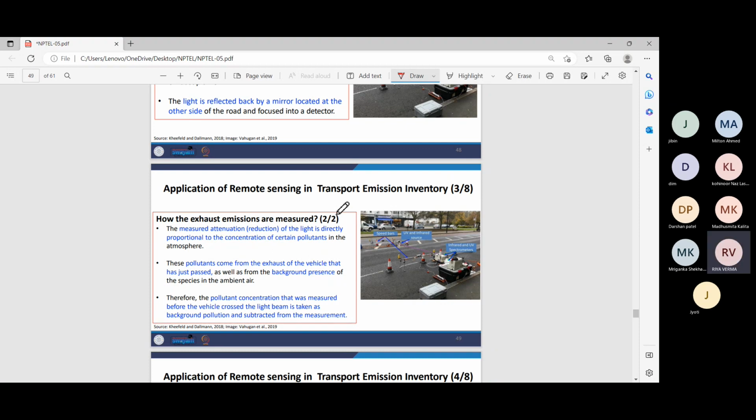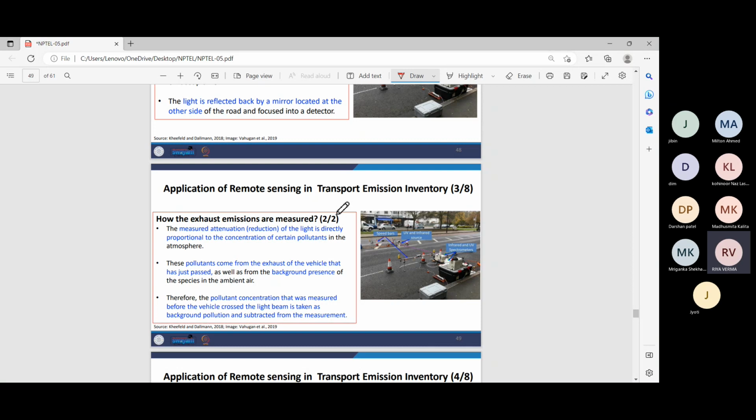So these can come from the exhaust of the vehicle that has just passed, as well as from the background presence of the species in the ambient air. Also, it is possible that some emissions are present in the background of the vehicle. Therefore, the pollutant concentration measured before the vehicle crossed the light beam is taken as background pollution, and then subtracted from the measurement.